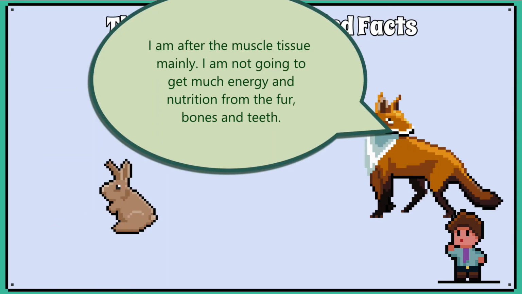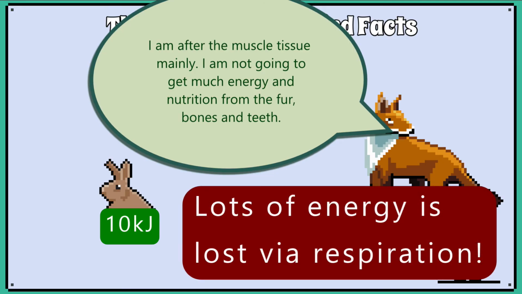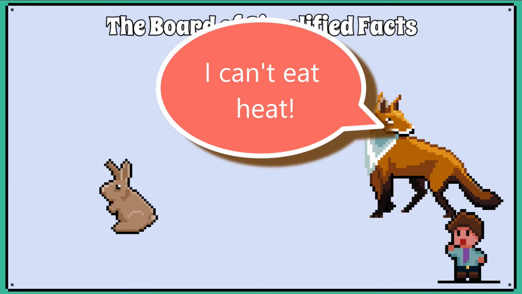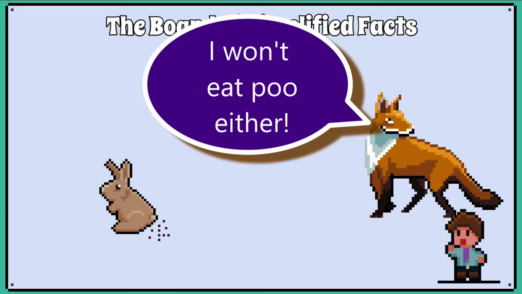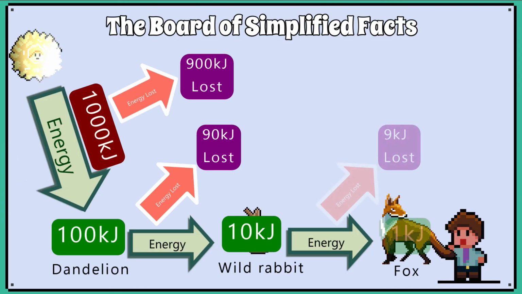When the fox consumes the rabbit, it can't digest every single part of the rabbit. The rabbit will not have used all the 10 kilojoules of energy it received from the dandelion for producing muscle tissue, which includes repairing cells and growing new cells and tissues. It too will have respired and produced heat energy, which can't be eaten. You can't eat heat. The rabbit will also have produced waste products that again is energy lost and not passed on to the fox. Also, the rabbit will use some of that 10 kilojoules of energy for movement and reproduction. And again, this energy is not available for the fox. So the fox only receives 1 kilojoule of energy from consuming the rabbit.